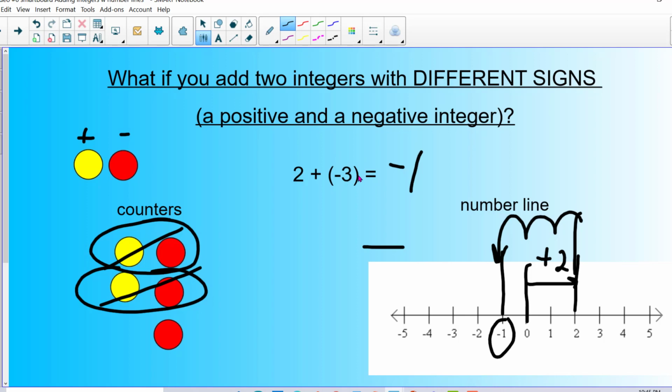What we got before. Do you notice where the 0 pairs are on the number line? I know you see them here with the counters, but do you see where they are on the number line?